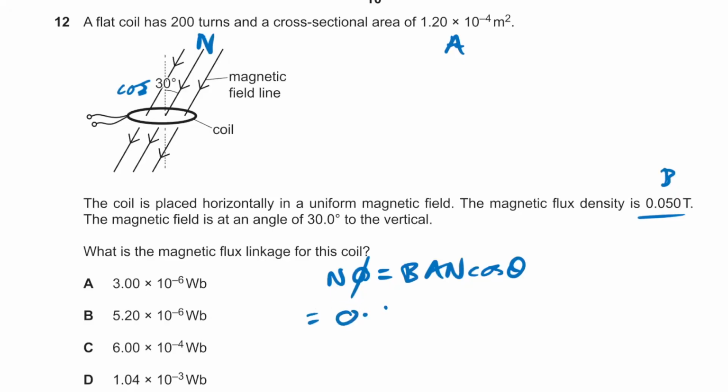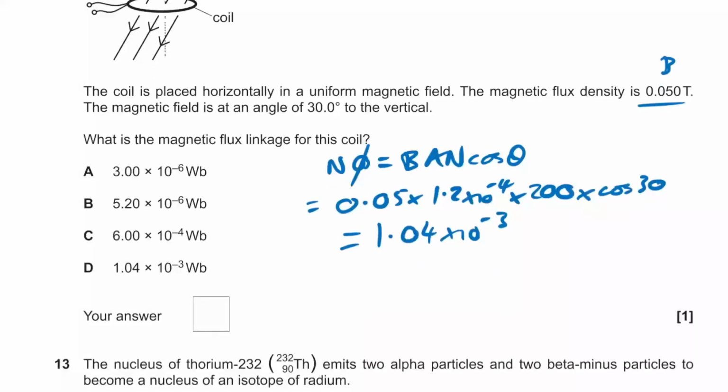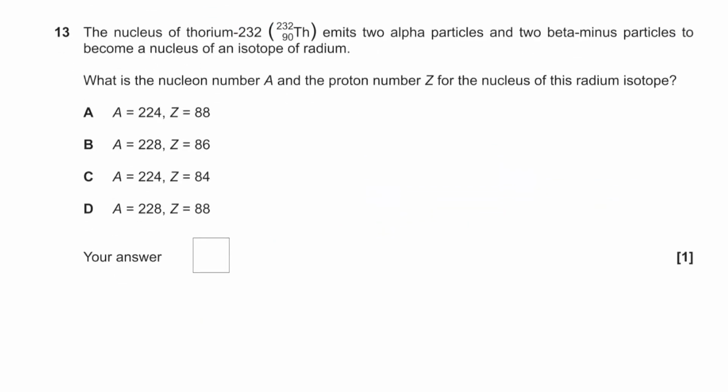So that's equal to 0.05 times 1.2 times 10 to the minus 4 times 200 times cos 30. So can I do this in my head? No, I don't think there's any point because I can't do cos 30 in my head. So yeah, there we go. I'm just going to go for it. Timesing these all together, and we end up with 1.04 times 10 to the minus 3. So yeah, the answer is D, because it's that many webers. Technically it should be weber turns. Naughty OCR.